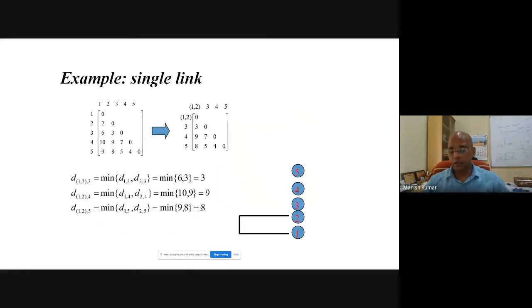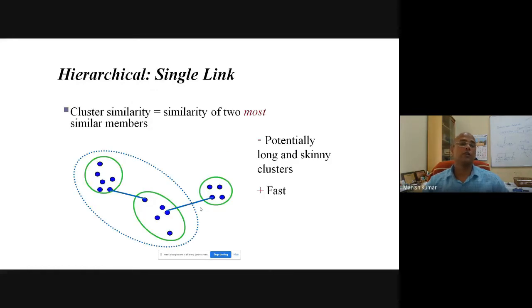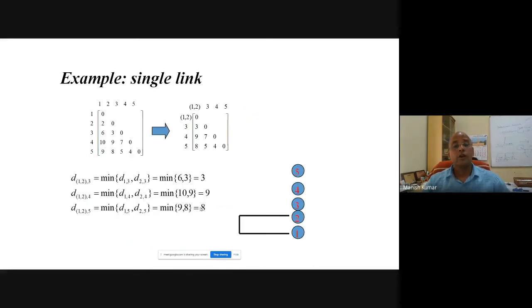So this is single link. Single link works on cluster similarity, where we look for the similarity of the two most similar members. We can have a dissimilarity matrix out of the data points; in my case it is 5 points, so we have a dissimilarity matrix for them. Then we look for the minimum value. You can see that 2 is the minimum in this dissimilarity matrix, and it refers to points 1 and 2. So we merge 1 and 2 and form one cluster.